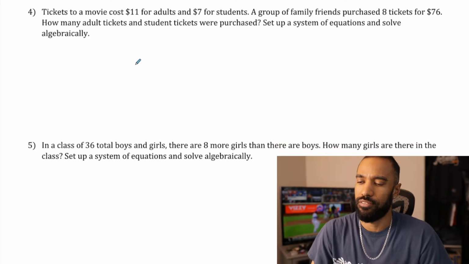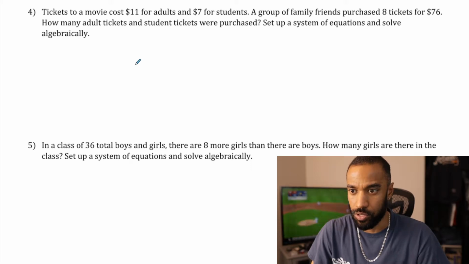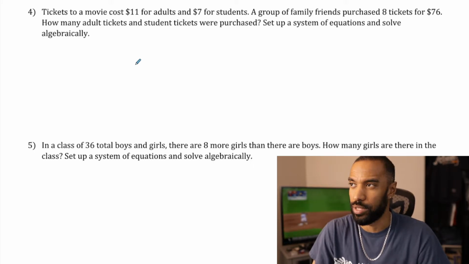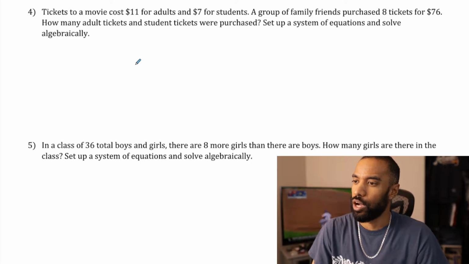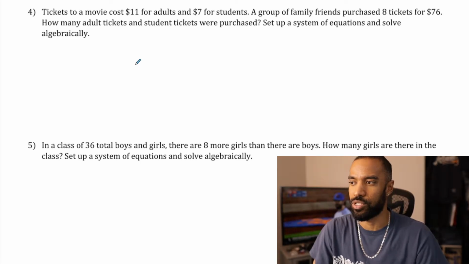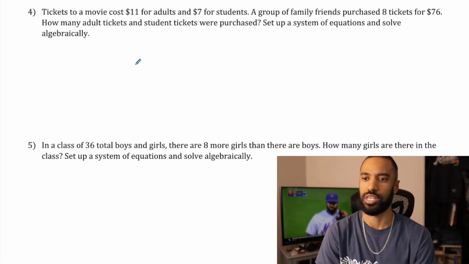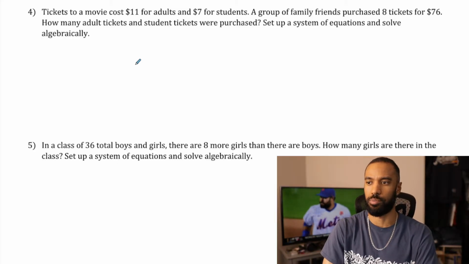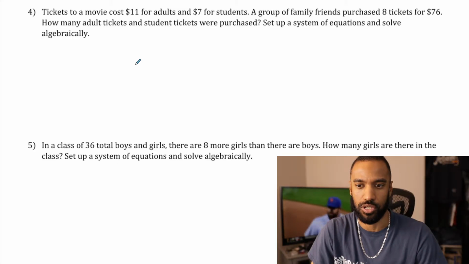Tickets to a movie cost $11 for adults and $7 for students. So this time we know the cost per. Oh, I think we did for the fair one as well. A group of family friends purchased 8 tickets for $76. How many adult tickets and student tickets were purchased? Set a system of equations and solve algebraically.